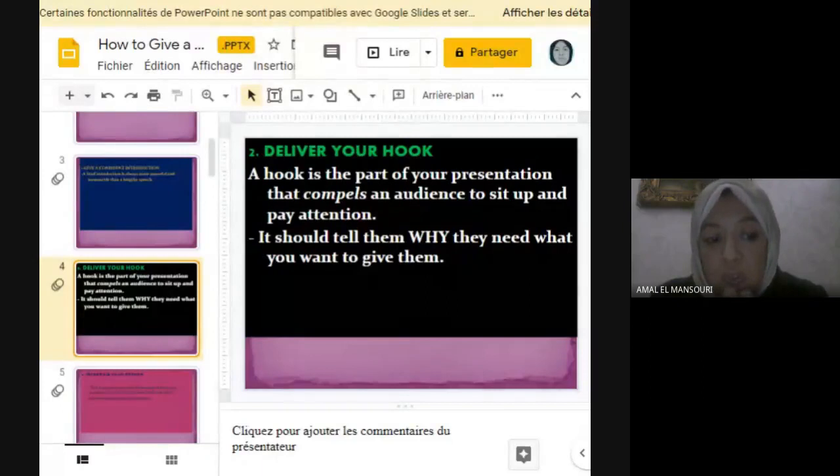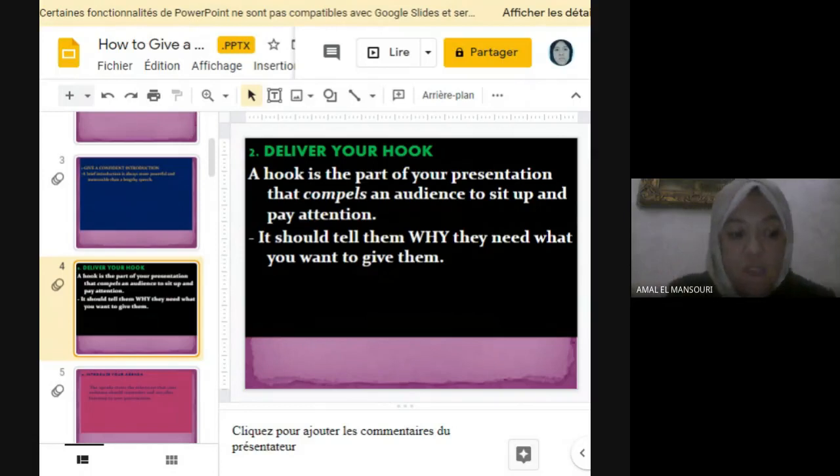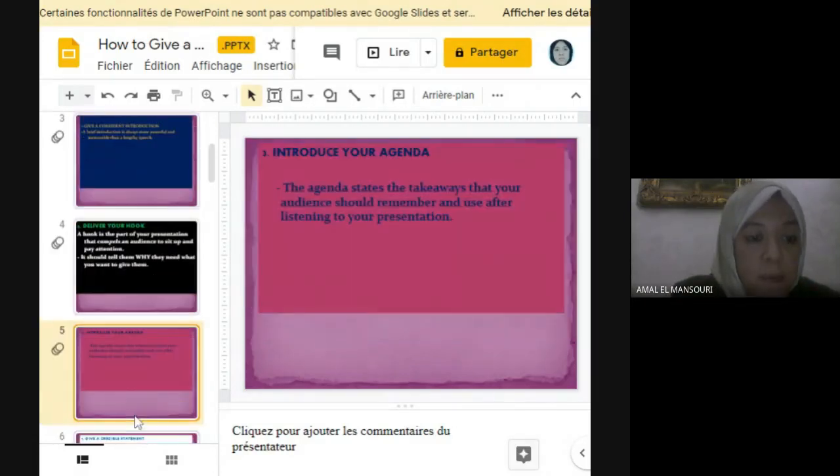So delivering the hook is something which is important at the beginning of the presentation. After you introduce yourself, you have to deliver the hook. The hook should be very short. It means a sentence that will attract the attention of the audience to make them focus during the rest of the presentation. Now we will move to introduce your agenda.